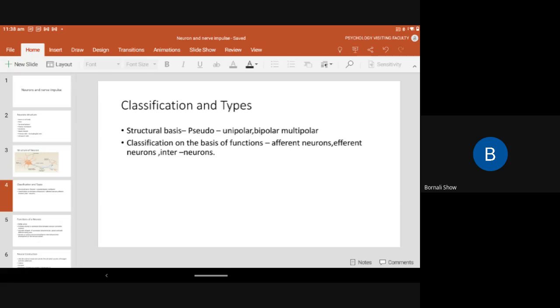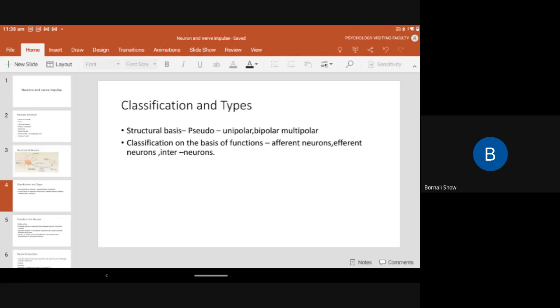Then comes the multipolar neuron. Multi means more than two. So the multipolar neurons have only one axon, but several dendrites, right? They are the most commonly found in the brain and the spinal cord region. Now they are further classified into two Golgi types, that means Golgi type 1 and Golgi type 2.